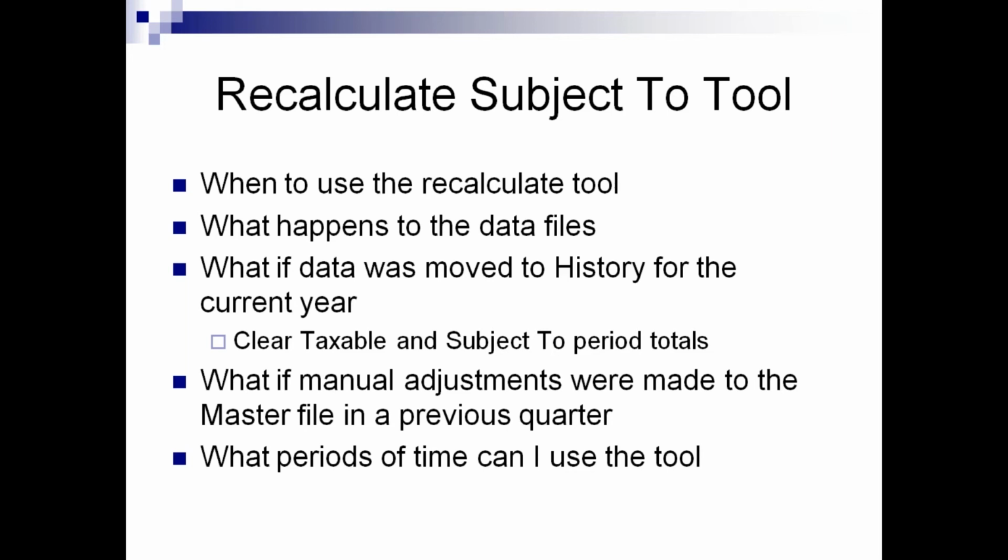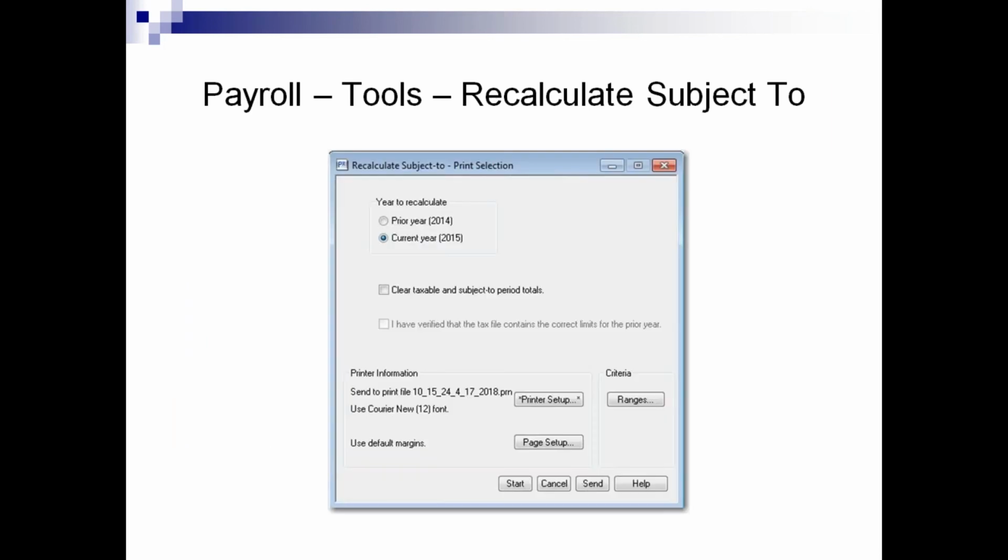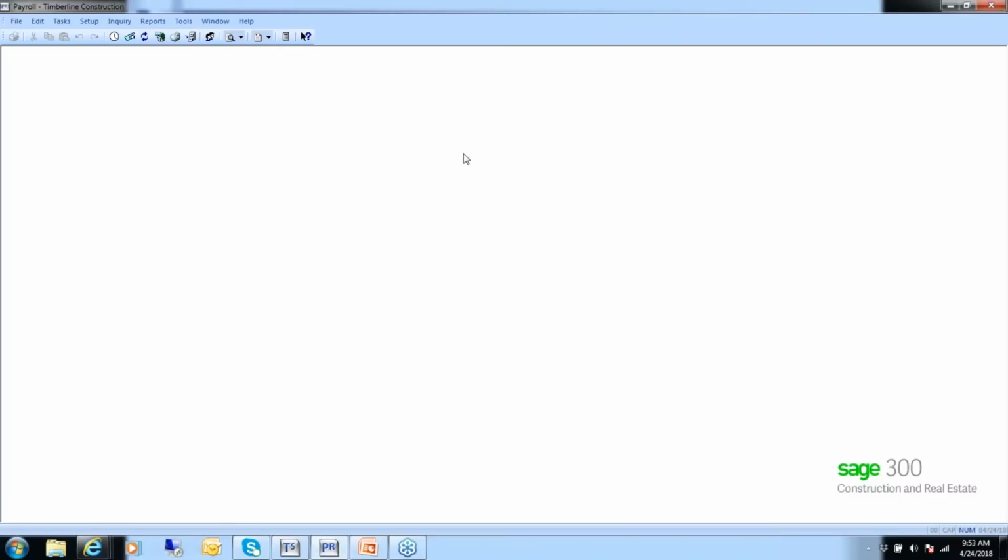So what if the data was moved to history for the current year? You need to make sure that you clear the taxable and subject to period totals. So we're going to talk about a couple scenarios when we get into the software. I'm going to actually show you how to run this. It depends on whether you keep your current year totally in the current file, or if you are moving things either to named files or to history during the year.